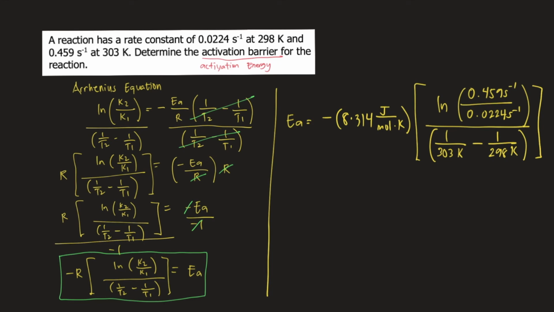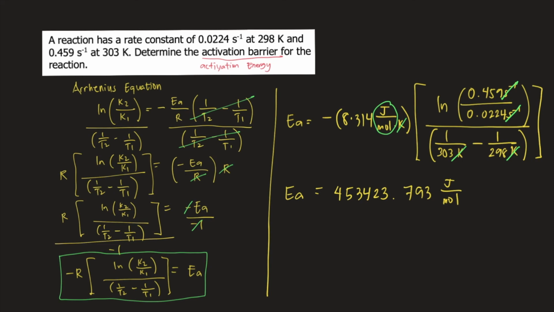So you just plug this whole thing in your calculator, and your activation energy Ea is equal to 453,423.793, and the unit would be joules per mole. If you check the units, s^-1 would cancel, the Kelvin would cancel, and you're left with joules per mole. So the answer is quite a big number.